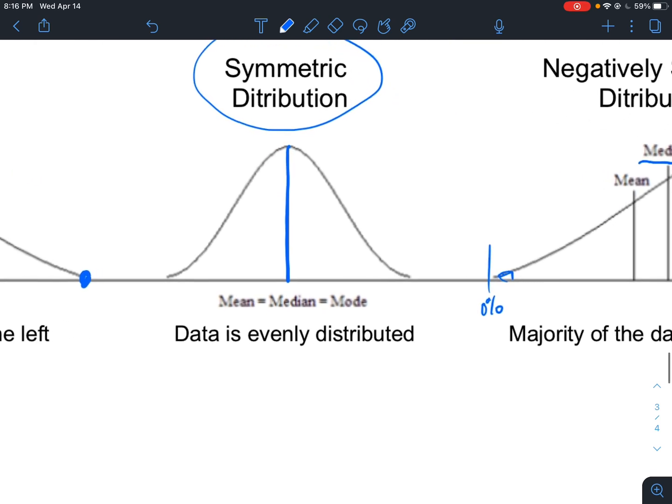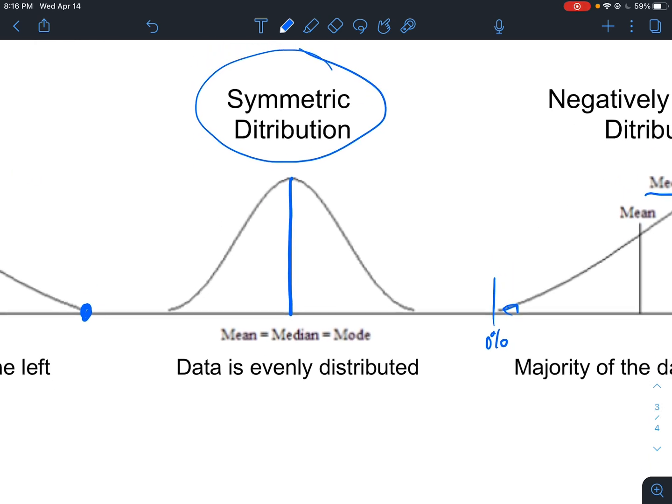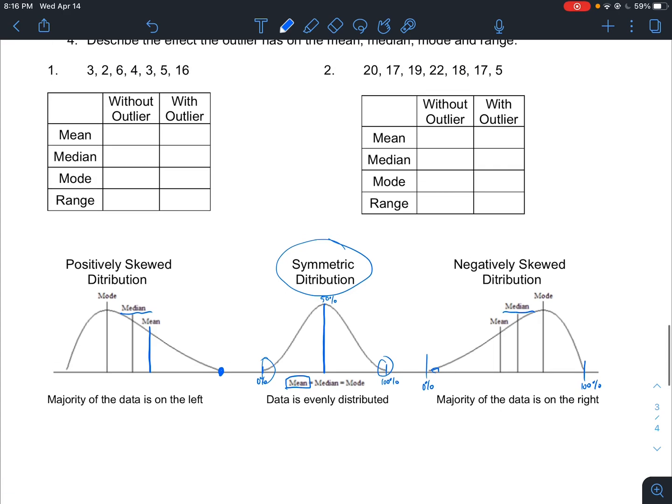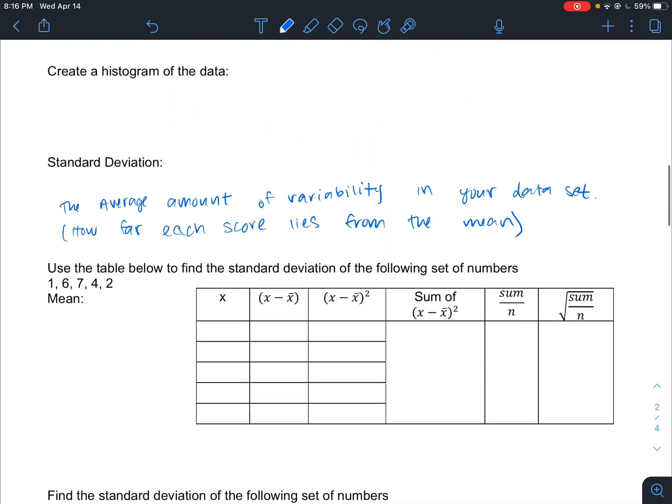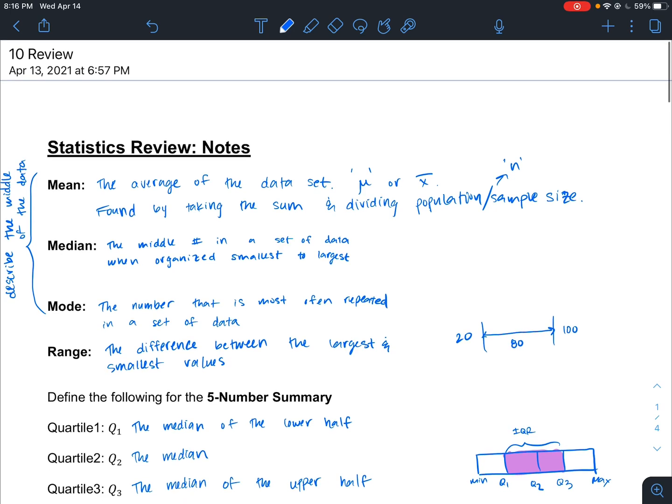But if your data is symmetrical, so let's say right here, if this was 0% and this was 100%, if we're talking about test scores again, well, if the data is symmetrical, meaning that this would be 50%, so a lot of students got about 50%, and then there were some that got 100, some that got 0, then the mean would actually be a better way to describe the middle of the data. Okay, so it's important to know when to use these.